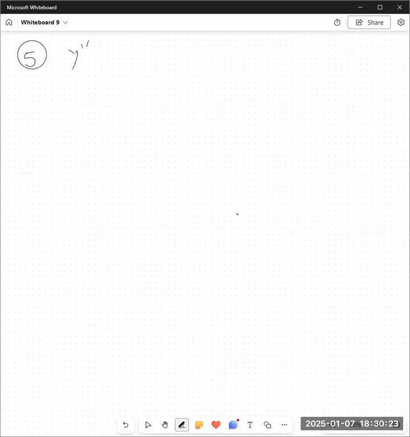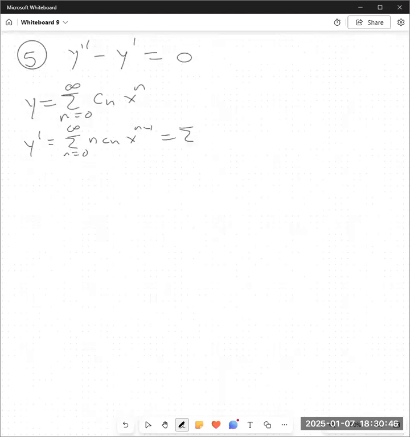So y double prime minus y prime equals 0. y is going to be equal to the series n equals 0 to infinity, cn x to the n. y prime is n equals 0 to infinity, n cn x to the n minus 1. And we know that we can get rid of that first term.